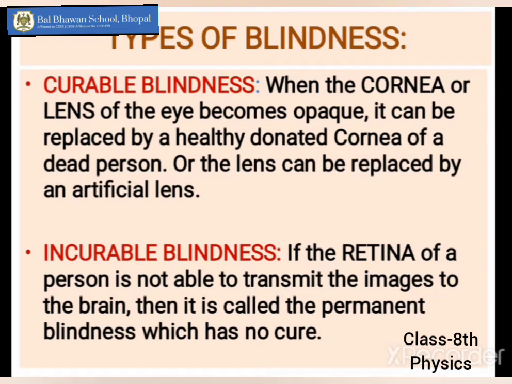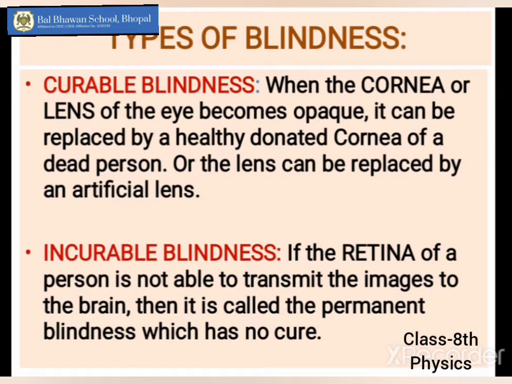Okay, the cornea can be replaced from a donated eye, the cornea of a dead person who has donated his eyes. From there, the healthy cornea can be grafted in place of the opaque cornea, and so the vision can be restored. A blind person can easily see things.